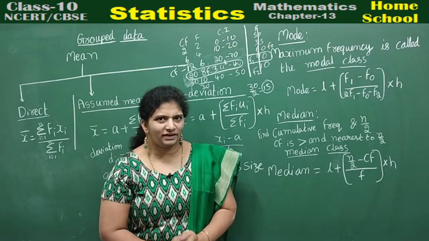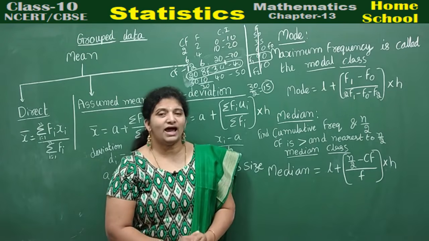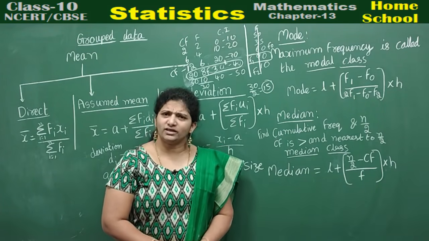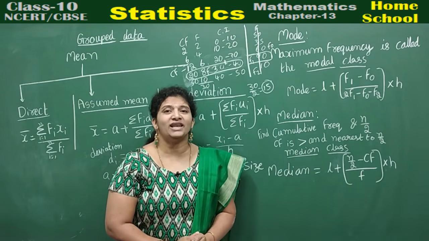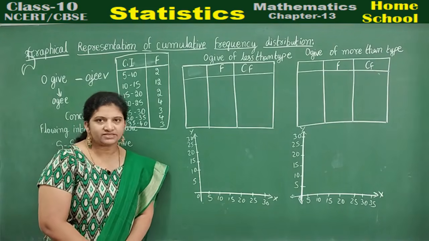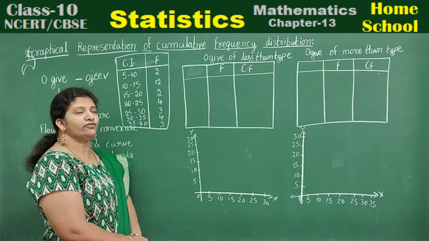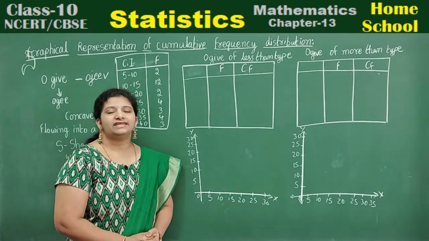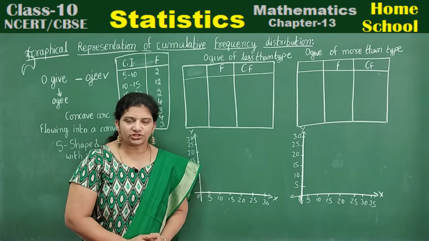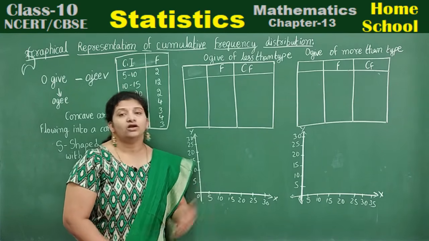Last and final topic in statistics is ogives. Less than ogive and more than ogive. And what are these? These are cumulative frequency curves. The last topic in this chapter is the graphical representation of cumulative frequency distribution. How are we going to represent these cumulative frequency distributions in the form of ogives?